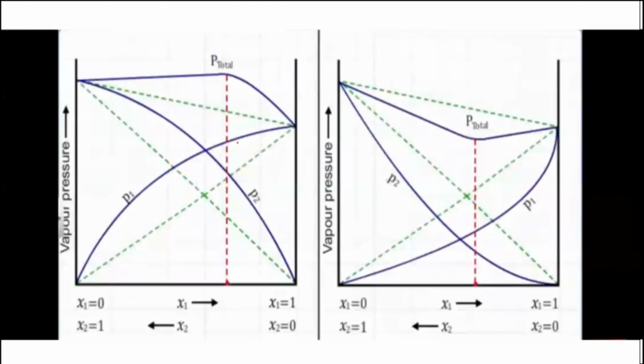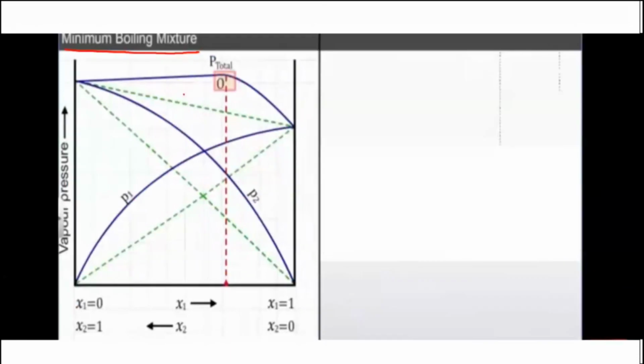Here you can see that at this particular composition they have maximum vapor pressure, and at this composition they have minimum vapor pressure. So we get two categories of azeotrope here. One is called minimum boiling azeotrope and the other is called maximum boiling azeotrope.